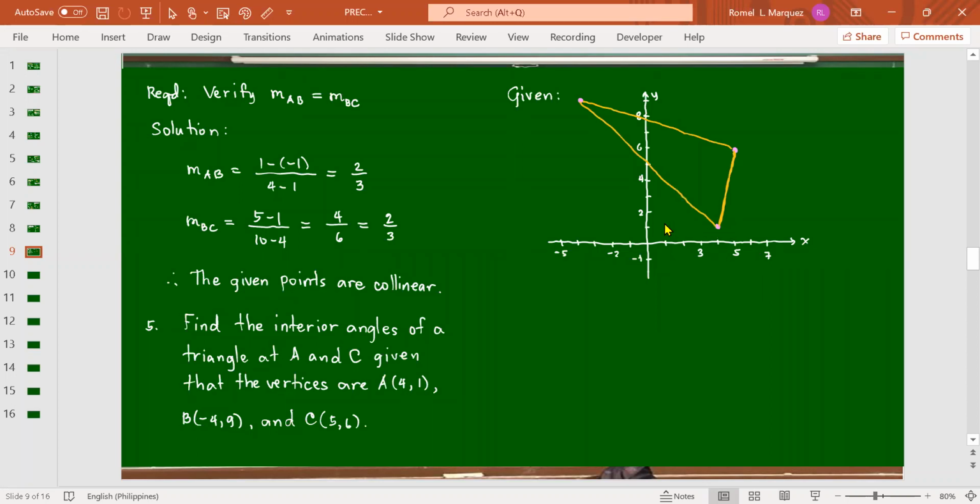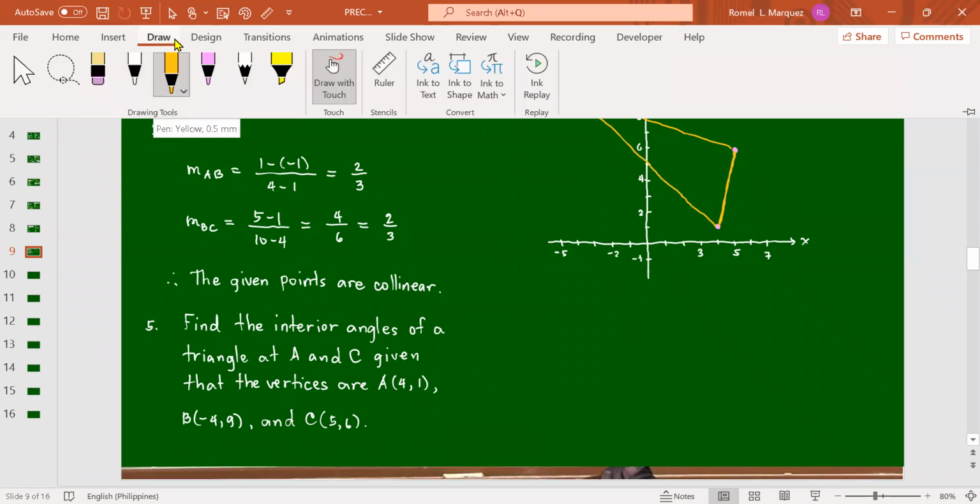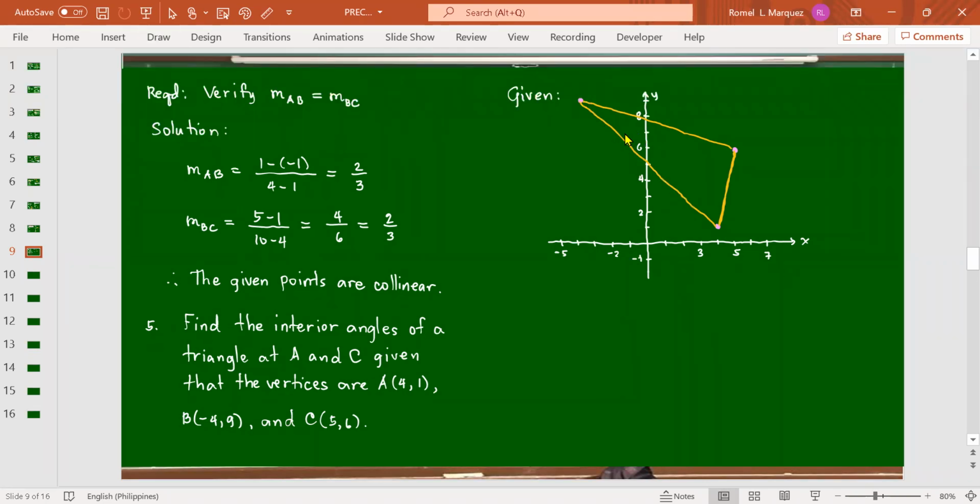Okay. We are looking for what angles? Angles at what? At A and B. At A, where is A? 4, 1, A. Where is my B? B here. Where is my C? Here? Guys? Yes, sir. So we are looking for what? Angle at A and C.